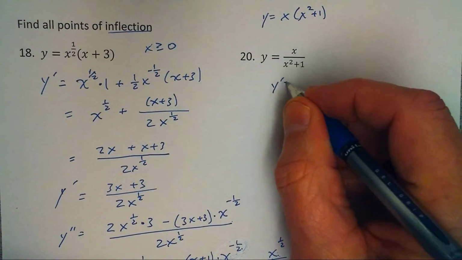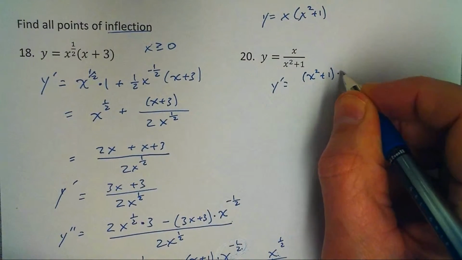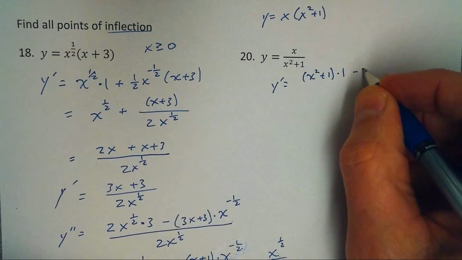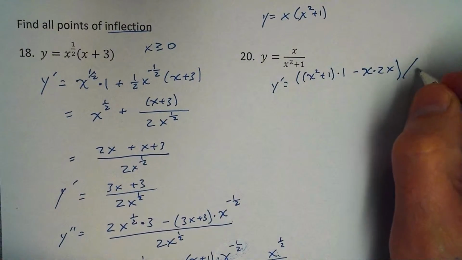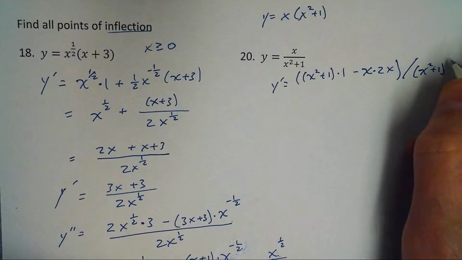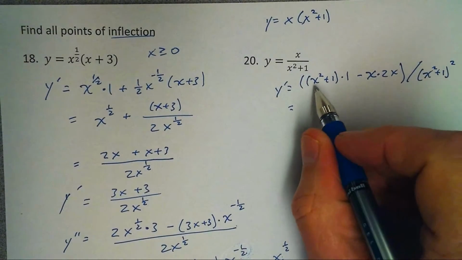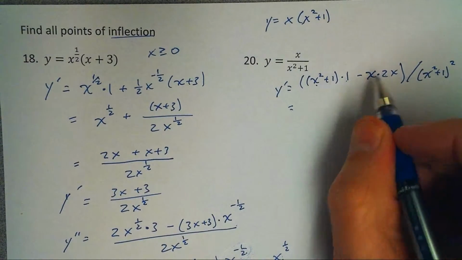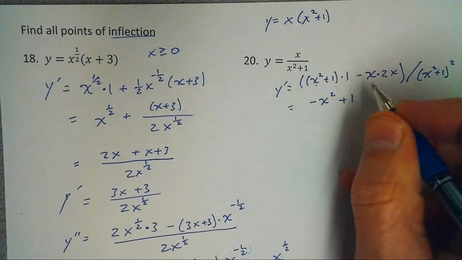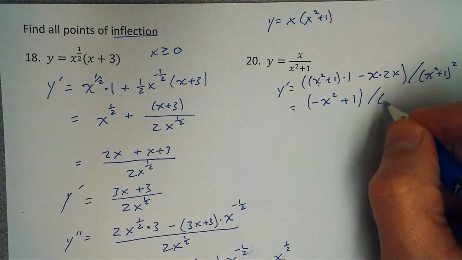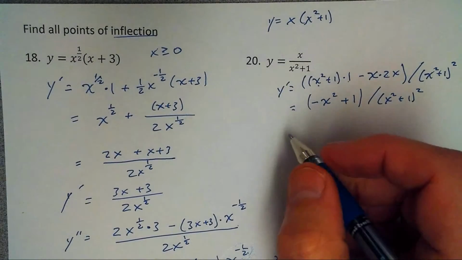So I get y prime equals low d high minus high d low, and to save some room, over the square of the thing below. That simplifies nicely into, let's see, I've got an x squared up top minus 2x squared. I get a minus x squared and just a plus 1, on x squared plus 1 squared. Okay, so far not so bad.